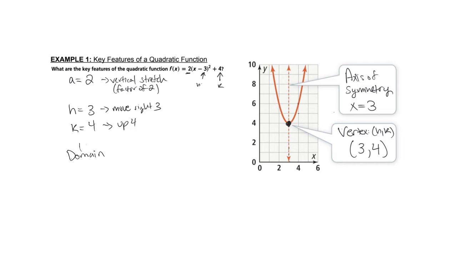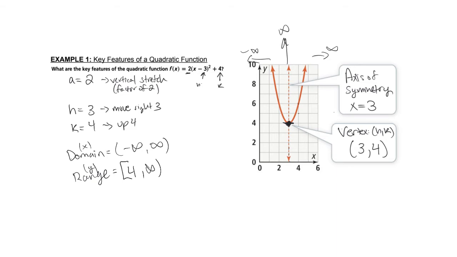Our domain, remember, our x values, it goes all the way. It's going to keep going to negative infinity and infinity. So our domain is negative infinity to infinity, or all real numbers. Our range, our lowest point is 4, and it includes it, for our y values. And it goes all the way up to infinity, so 4 to infinity.